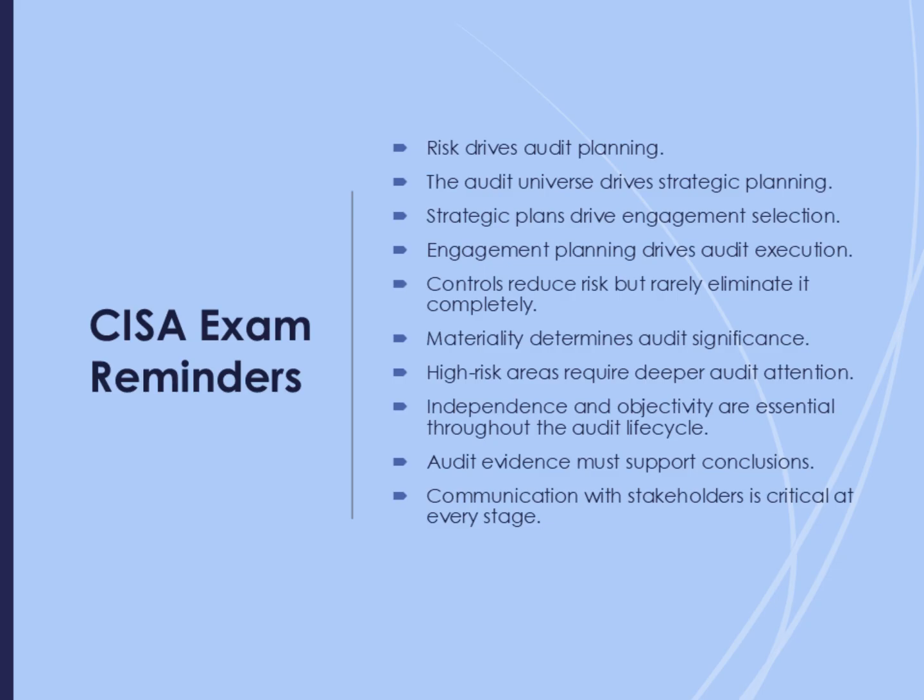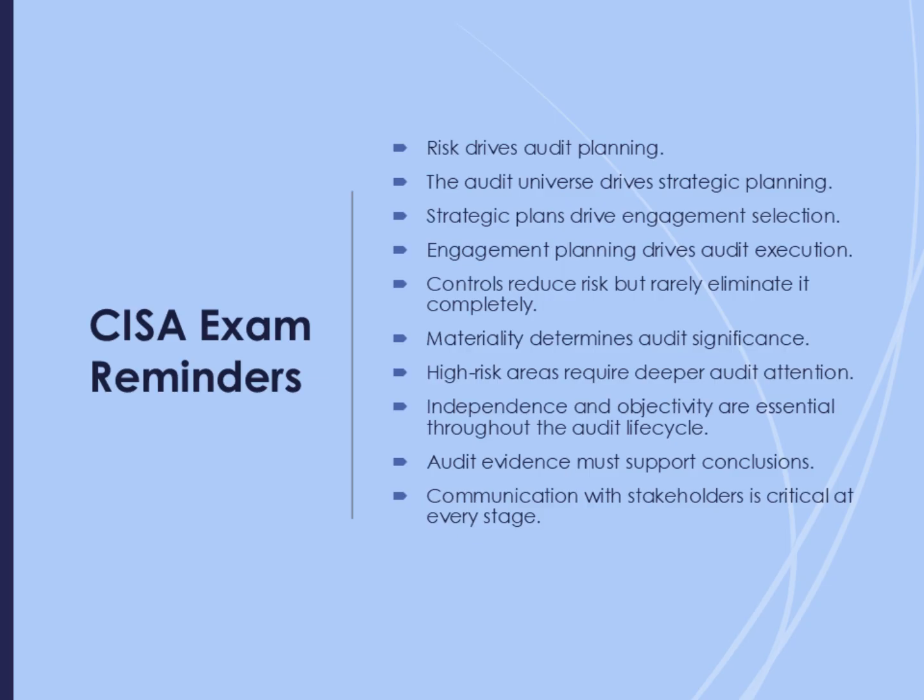The audit universe then supports strategic planning by identifying everything that could potentially be audited, including systems, processes, applications, infrastructure, vendors, and business functions. Strategic audit plans use this information to prioritize audit activities based on organizational risk and business objectives. Strategic plans then drive engagement selection. Higher risk areas are usually audited more frequently and in greater depth than lower risk areas.